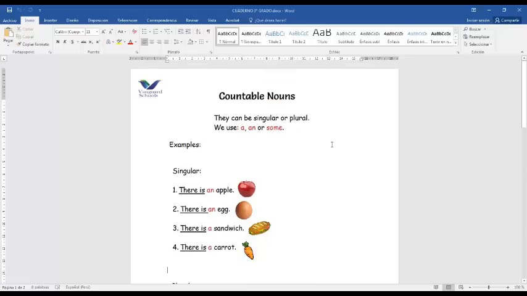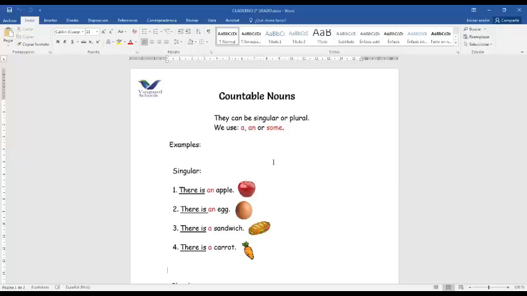Today, we are going to talk about countable nouns and uncountable nouns, okay? Let's start first with countable nouns. What is or what are countable nouns? Significa sustantivos contables, ¿ok? Sustantivos que podemos contar, ¿ok? They can be singular or plural.